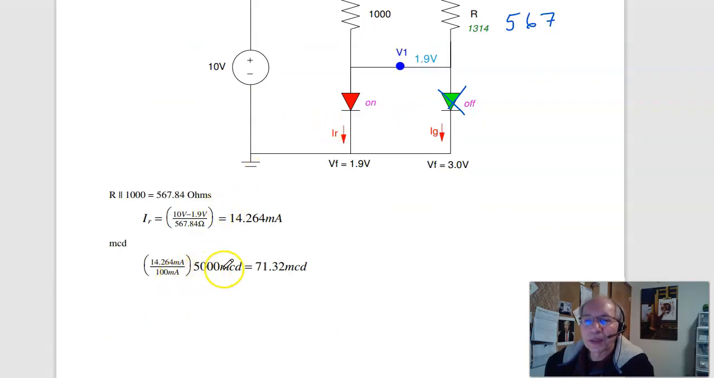100 milliamps is 5,000 millicandles. This is that percentage of full current, that percentage of full brightness. 71 millicandles. I think this slipped a decimal point. 713 millicandles.